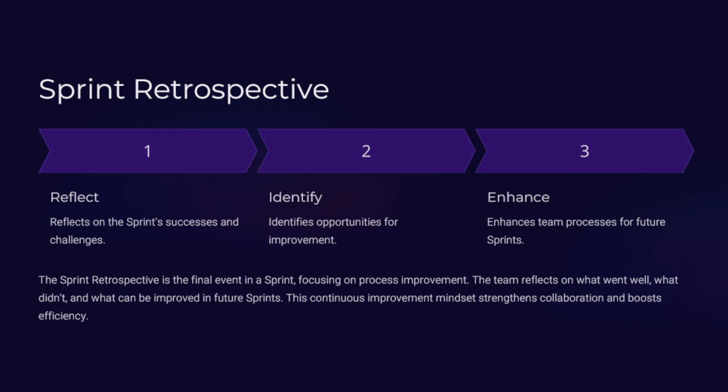The sprint retrospective is the final event in a sprint, focusing on process improvement. The team reflects on what went well, what didn't go well, and what can be improved in future sprints. This continuous improvement mindset strengthens collaboration and boosts efficiency within the team. It's a reflection on the sprint's successes and the challenges they have faced. It also acts as an opportunity to identify areas for improvement, enhancing the team's processes for future sprints.